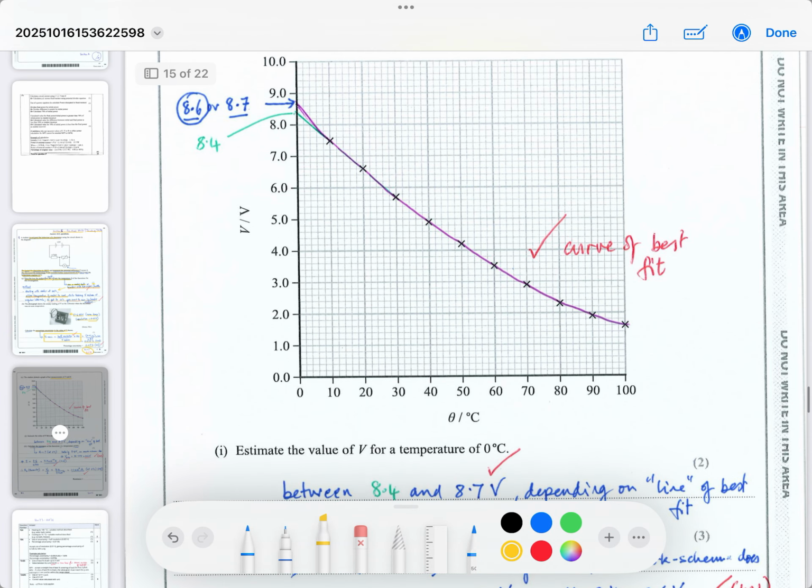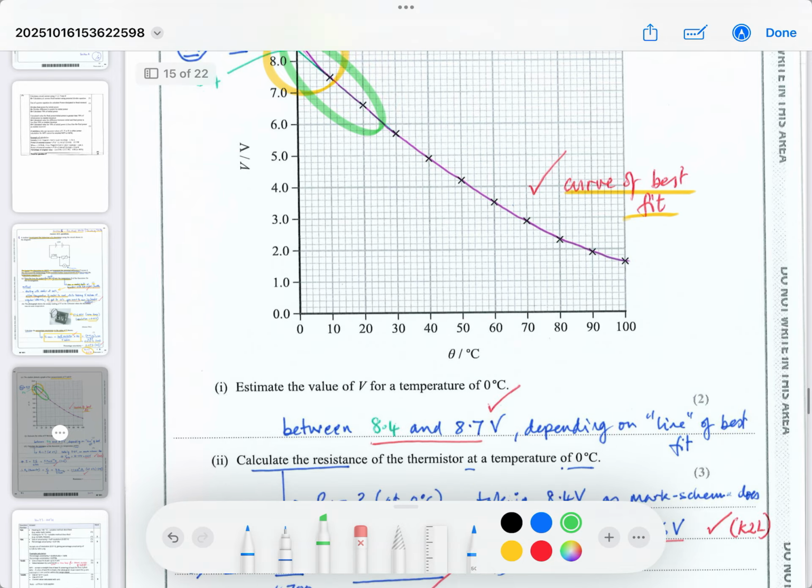Okay, so voltage on the y-axis, and then I joined what I've called the curve of best fit. I then extrapolated here, and that's my purple pen, and my purple pen could go as high as 8.7. I said 8.6 is probably more accurate, and if you join the last 3 points, as I've done in green, the minimum will be 8.4. So somewhere between 8.4 and 8.6, I think, is probably the best value.